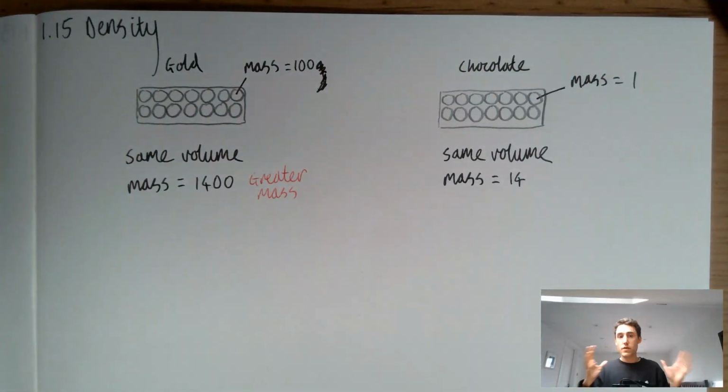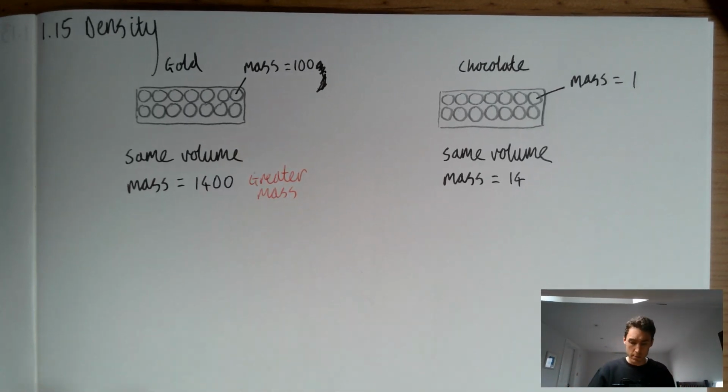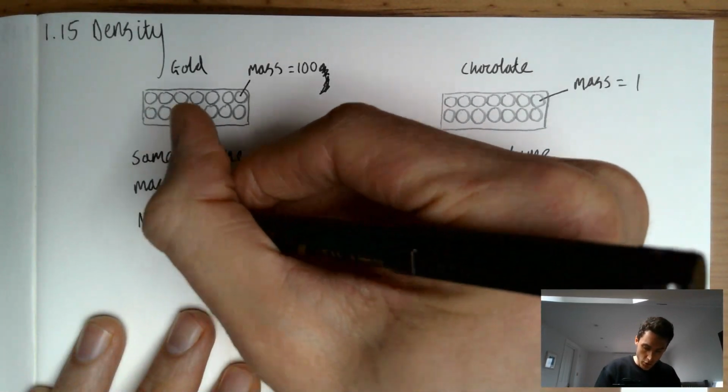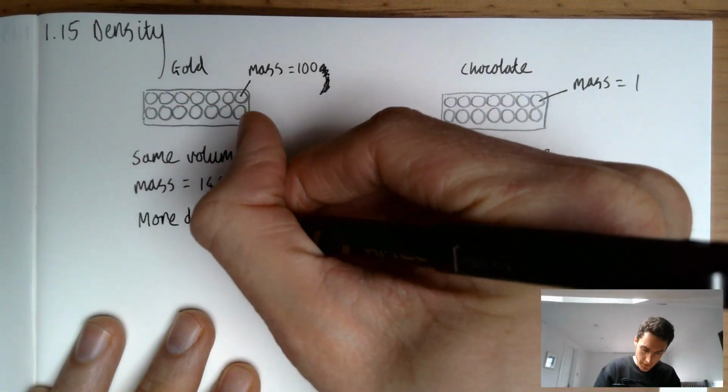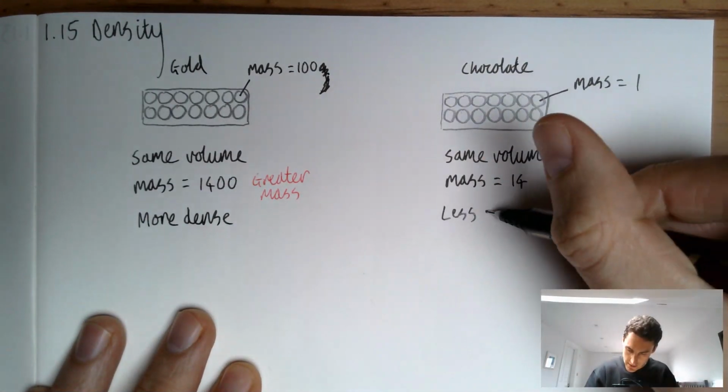And students don't find this difficult so far. If I've got a greater mass in the same volume, what that means is this one is more dense. And this one therefore must be less dense.